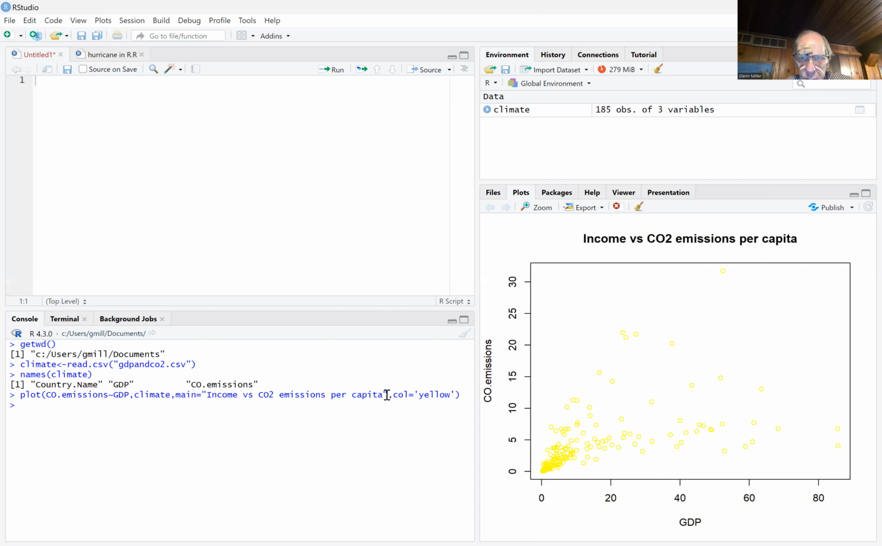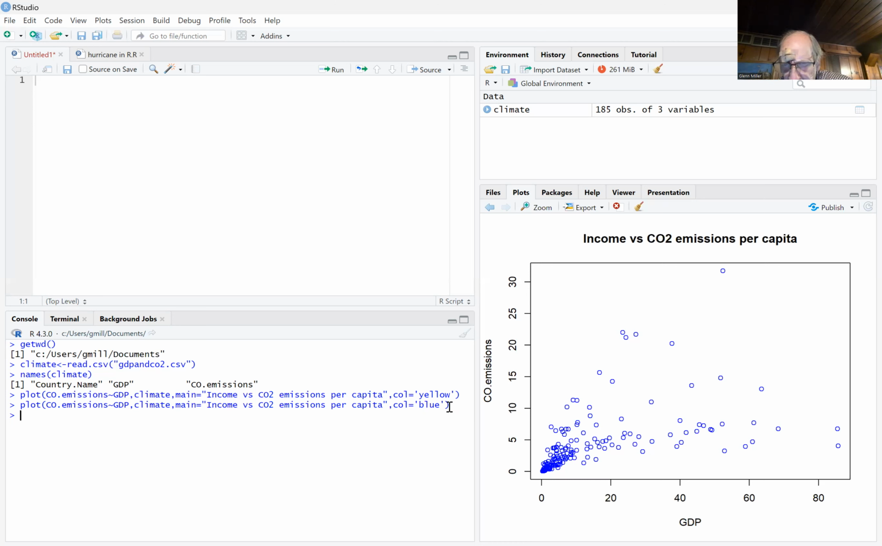Here we go. Very bad choice of color. So I'll use an up arrow and let's make that blue. Much nicer. Oh, isn't that lovely? So looking at the scatter plot, it does seem like there is a positive correlation. There's one particularly rich country with really high CO2 emissions. Especially down at the low end of the scale, it looks like there's a positive correlation.